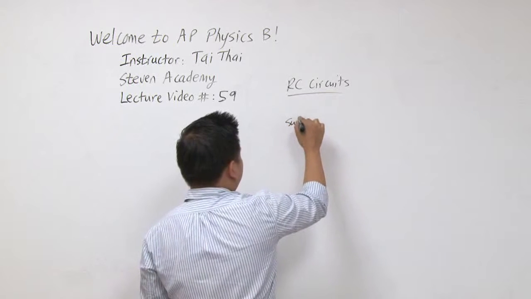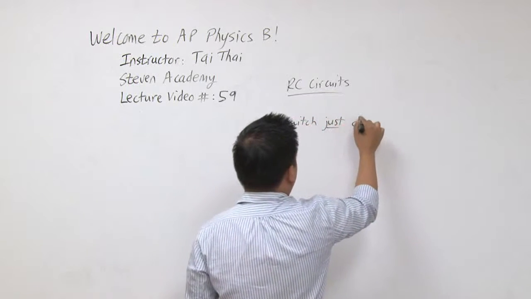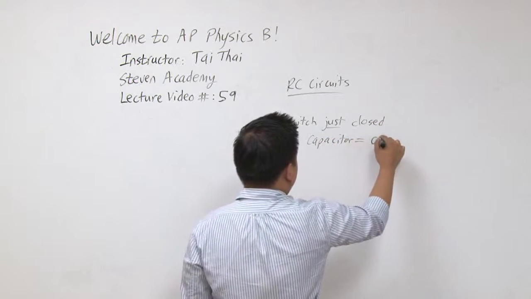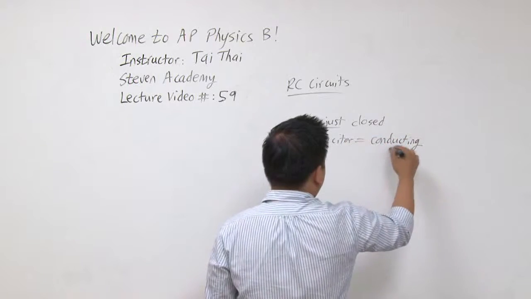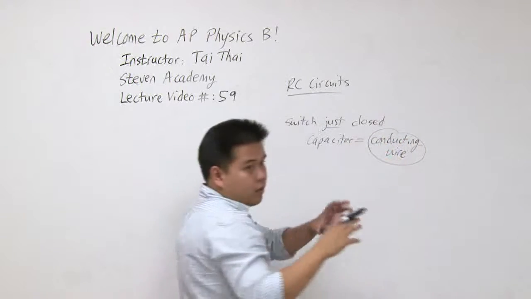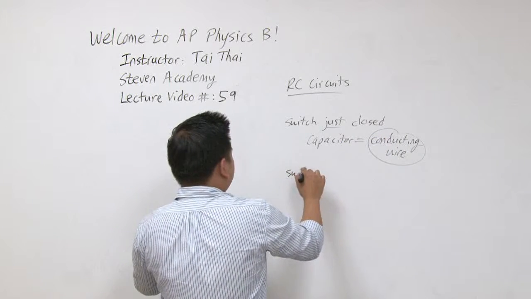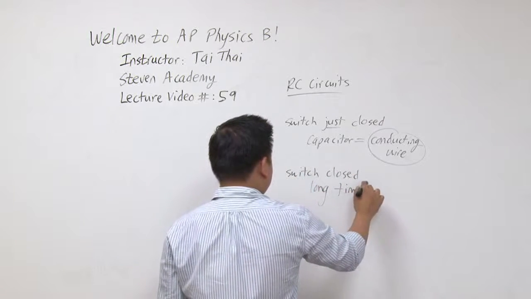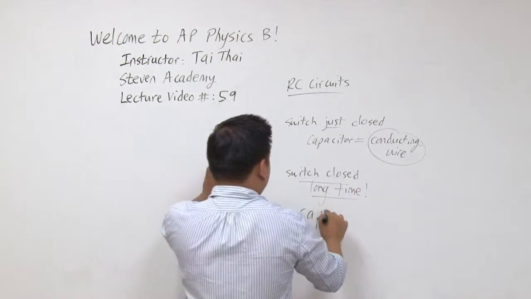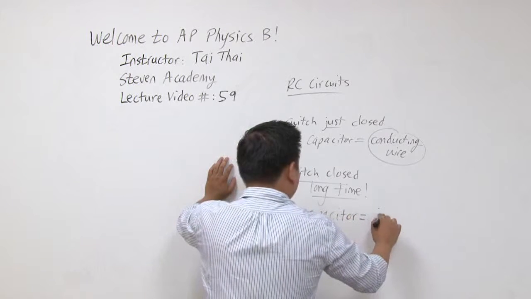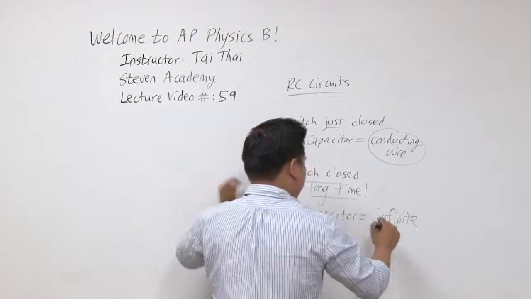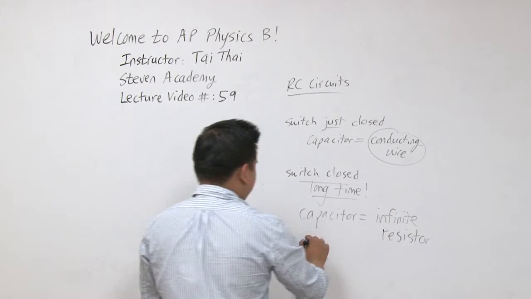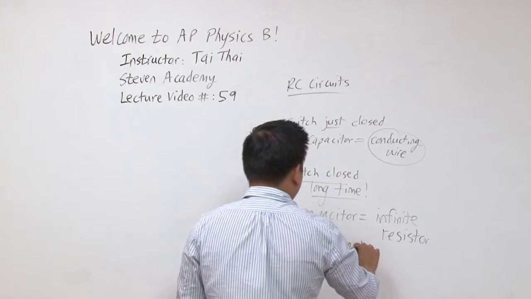So when you have the switch just closed, just think of the capacitor as the conductor, right? Conducting wire. So just connect that and treat the system separately, like as a wire, okay? But when you have the switch closed for a long time, the capacitor becomes an infinite resistor. Okay? Infinite resistor such that you have no current going through that section of the wire.